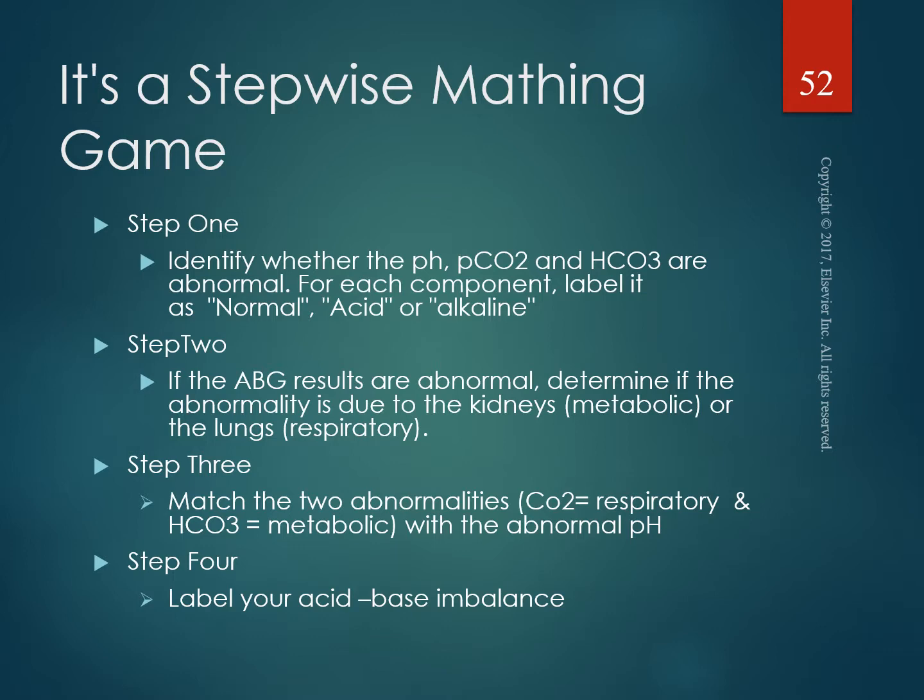So then it becomes a stepwise matching game. Step one, identify whether the pH, the PCO2, and the HCO3 are abnormal. For each component, label it as normal, acid, or alkaline. Step two, if the ABG's results are abnormal, determine if the abnormality is due to the kidneys, metabolic, or the lungs, respiratory. Step three, match the two abnormalities, CO2 respiratory and HCO3 metabolic, with the abnormal pH. And step four, label your acid-base imbalance.